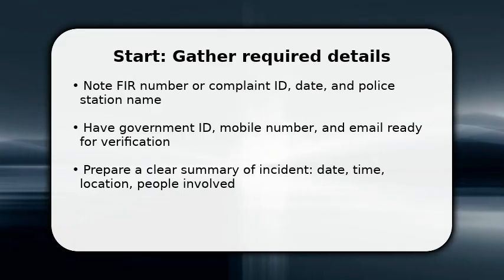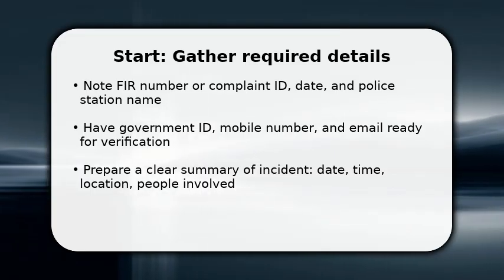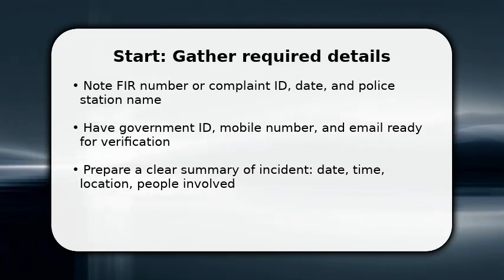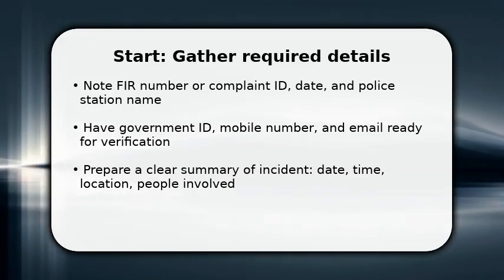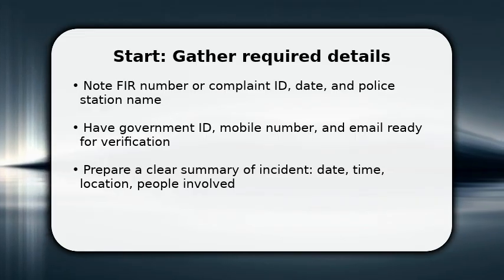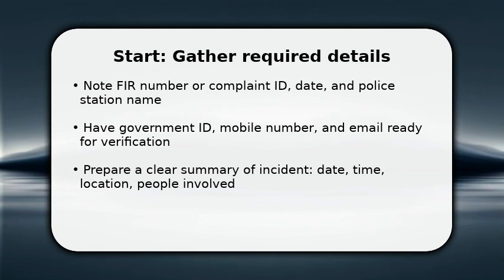You begin by collecting the essentials so the online request won't stall. Have the FIR number or complaint ID, police station name, and exact incident date ready. These identifiers let the system locate the record. Once done, keep a government ID and the phone or email used in the original report handy for OTP verification. Make sure to write a short incident summary to match official wording. This reduces manual review and speeds up retrieval.